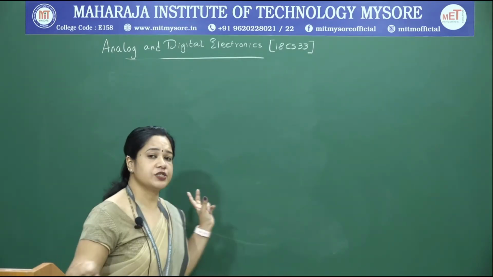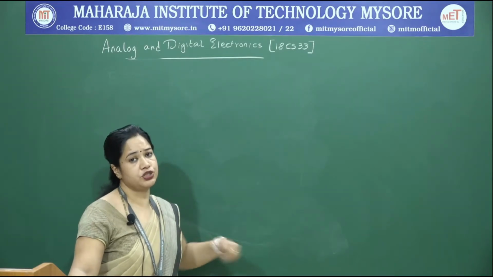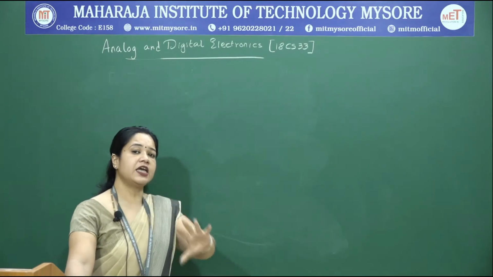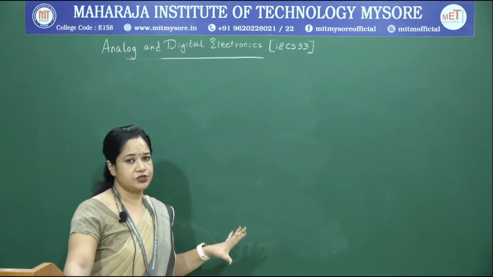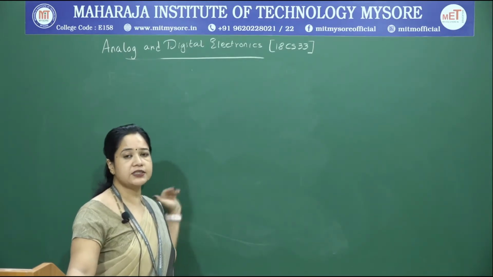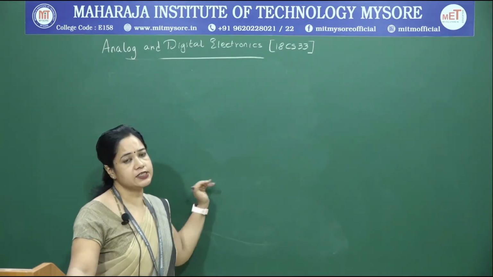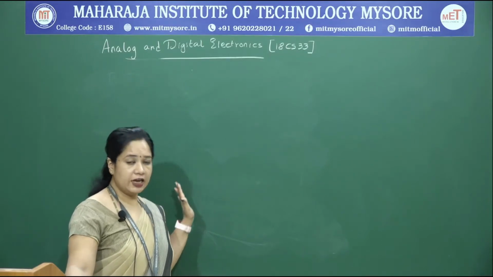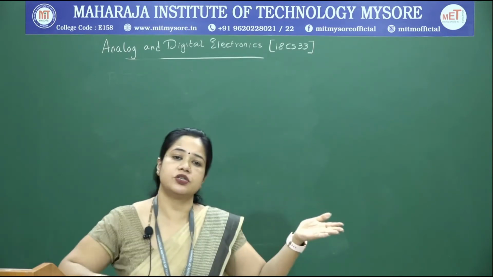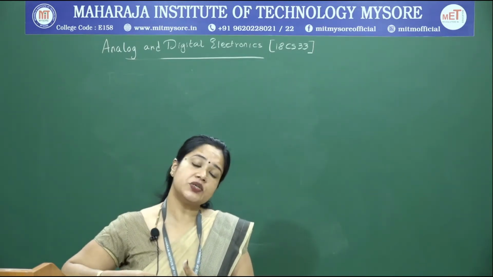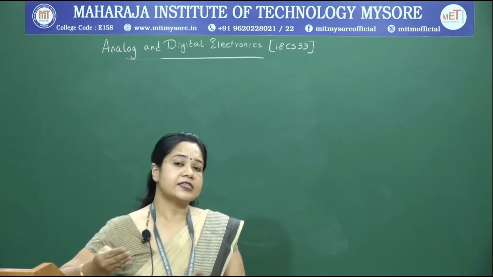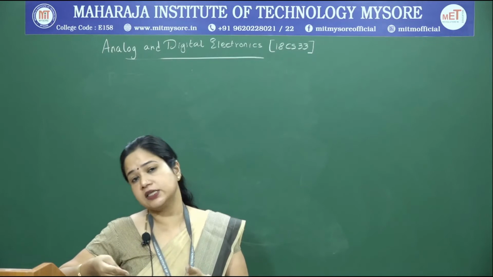When both the junctions, input junction as well as output junction, are reverse biased, the transistor is not conducting and we say it is operating in the cutoff region. And if both the input junction and the output junction are forward biased, the transistor is said to be in the saturation region and it acts as a closed switch.